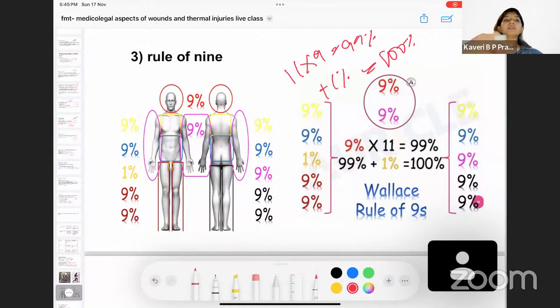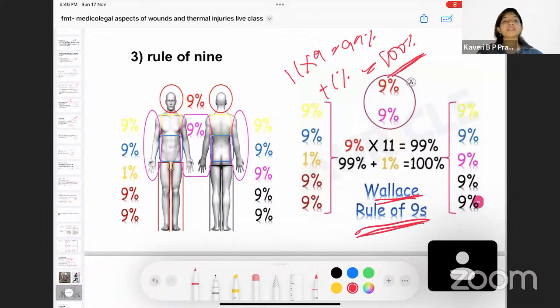So depending on how much surface of these, for example, if there is involvement of the head, you are going to count it as 9%. This way you're going to sum up everything, add everything, and calculate how much percentage of the body is burnt. So this rule of 9 is also called Wallace's rule of 9.